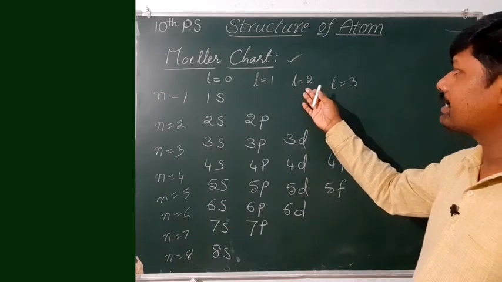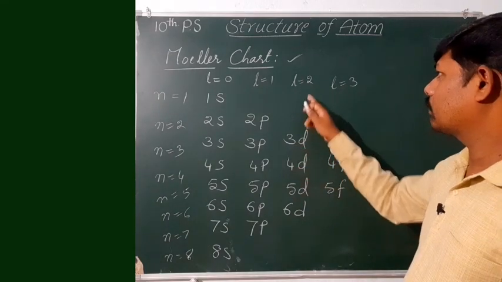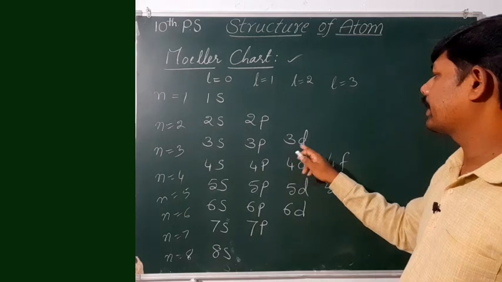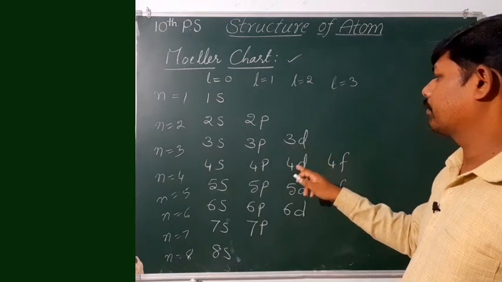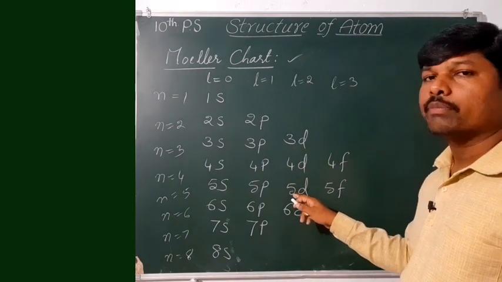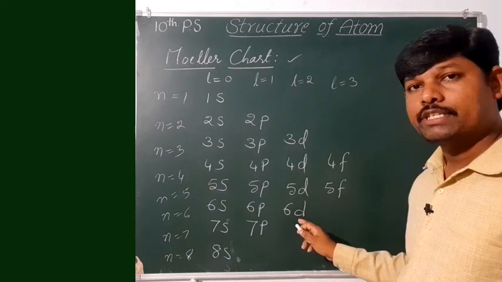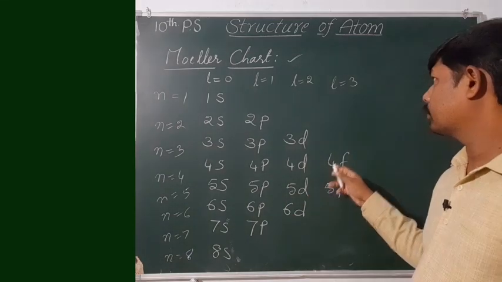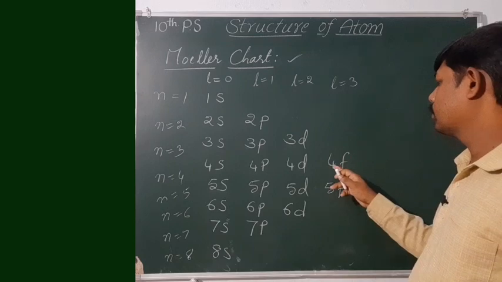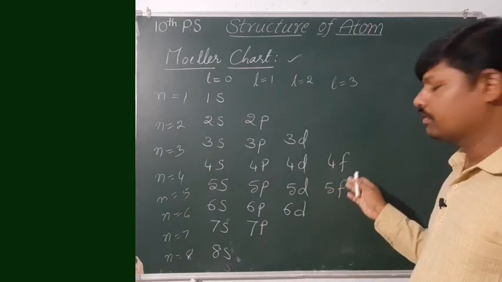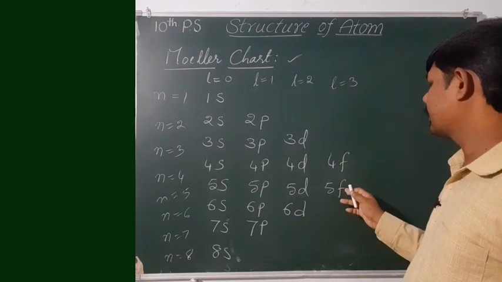So here n plus l value: n value is 3, l value is 2. That means 3d. 3 plus 2, 5. 4 plus 2, 6. 5 plus 2, 7. 6 plus 2, 8. What is the n value here? 4, and l value is 3. 4 plus 3, 7. So this is also 7. 5 plus 3, 8.